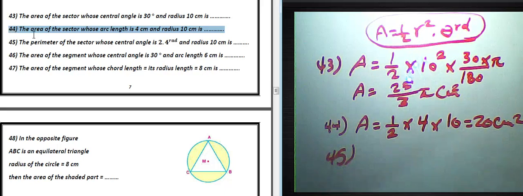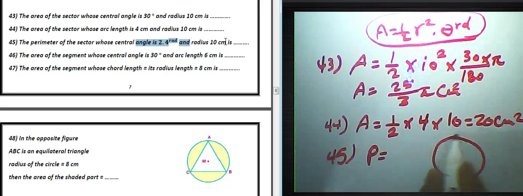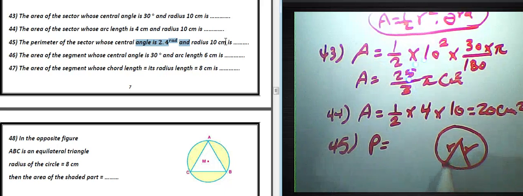Question 45. The perimeter of the sector whose central angle is 2.4 radians and the radius is 10 centimeters. He asks about the perimeter. We know the perimeter of the sector is two radii plus the length of the arc. So the result will be 2r plus the length of the arc. 2 multiplied by 10 equals 20, and then the length of the arc. The central angle given here is 2.4 radians. We can use the rule: perimeter equals 2r plus l.